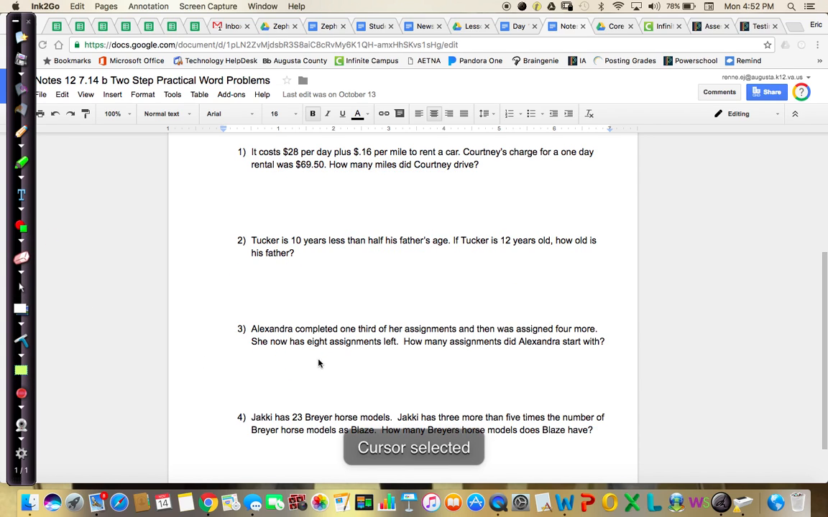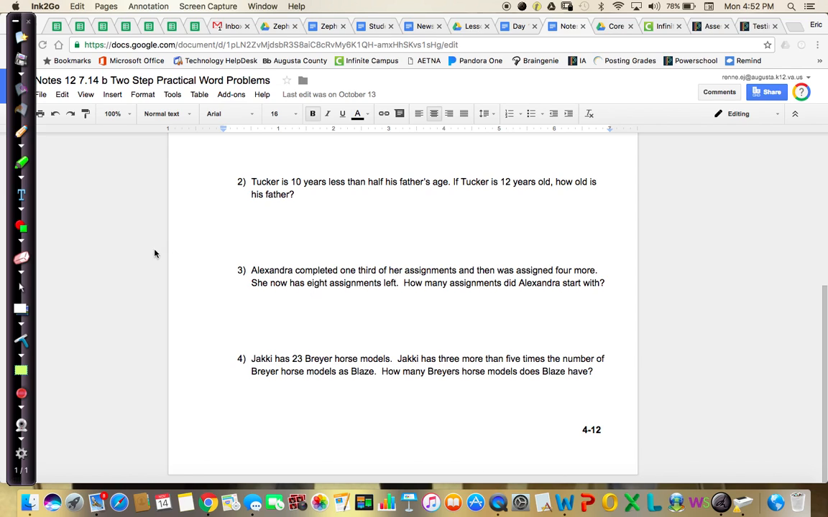Okay. Number 3 says Alexandra completed 1/3 of her assignments and then was assigned 4 more. So let's underline keys here. Completed 1/3 of her assignments. Assigned 4 more. She now has 8 assignments left. How many assignments did Alexandra start with? So basically this is asking me for A equals assignments.